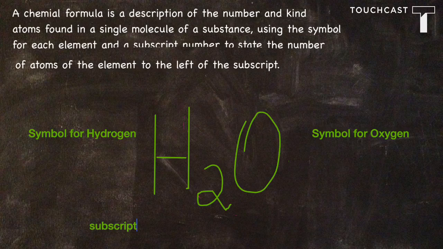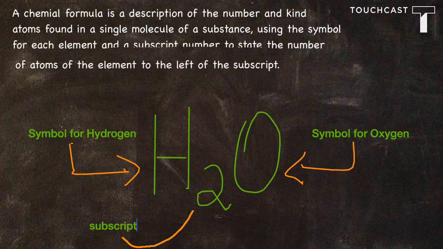So here we have the symbol for hydrogen, we have the symbol for oxygen, and here's the subscript 2 because in H2O, which we know is water, there are 2 hydrogen in water. Please notice that there is no subscript by the O because there is only one O and it is not required to put a subscript of 1 beside it.